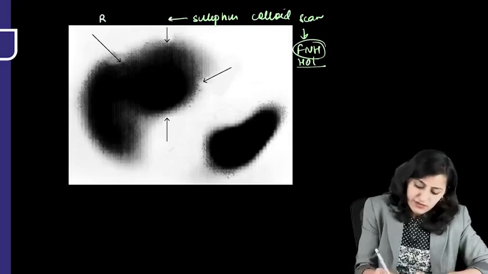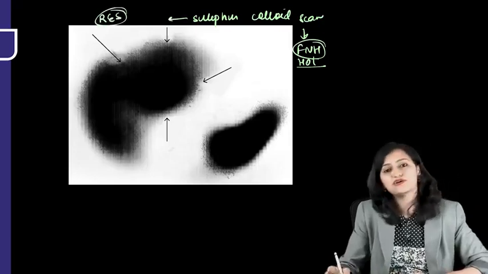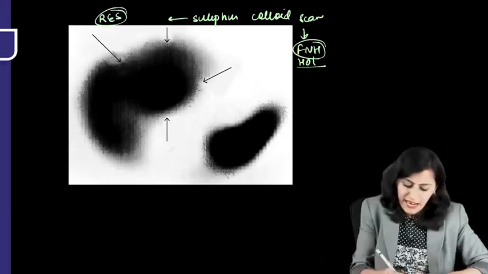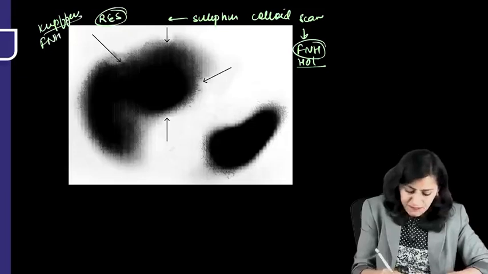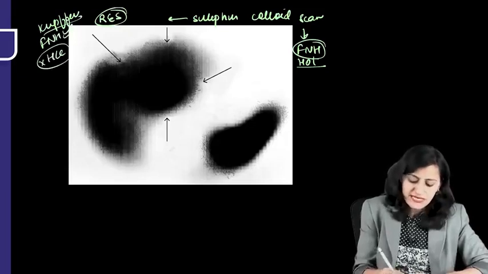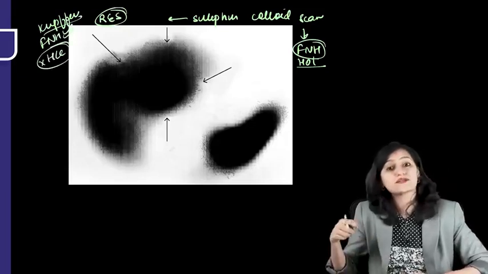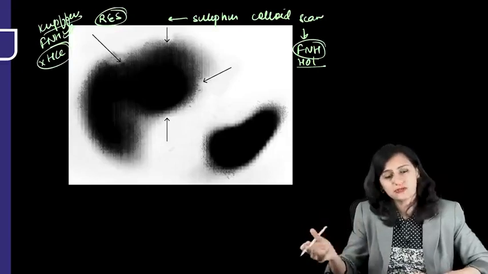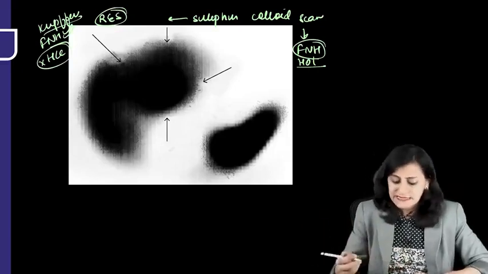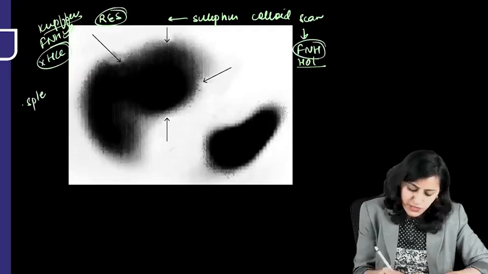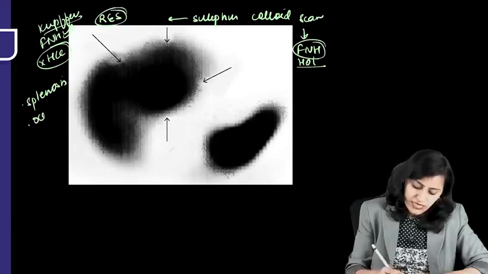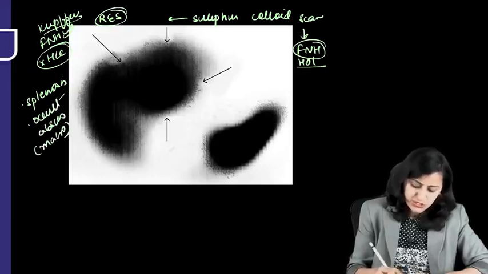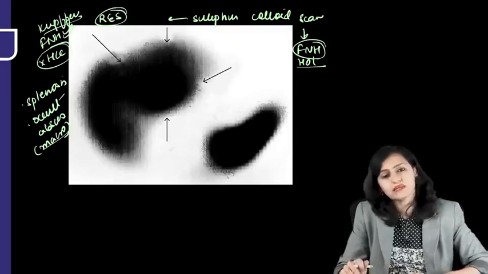Why? Because the sulfur colloid is taken up by the reticuloendothelial system cells, and in the liver, these cells are the Kupffer cells. And Kupffer cells are present in FNH, not in HCC. HCC is hepatocellular, a carcinoma of hepatocytes, not the Kupffer cells. Similarly, this will also show the hotspot with splenosis, splenunculus, wherever there is extra spleen, or even with occult abscess, which will have macrophages, which are the cells of the reticuloendothelial system.